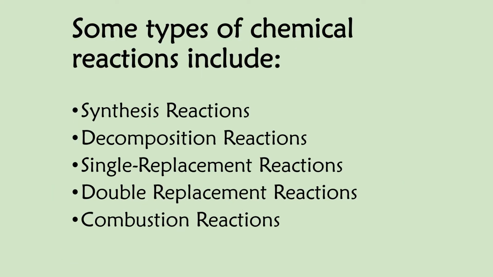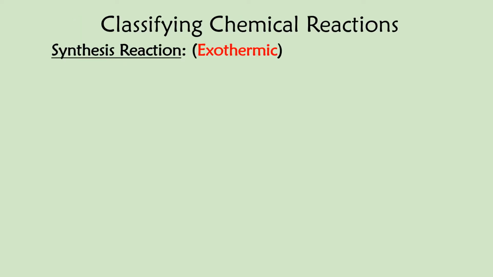And the 5 different types of chemical reactions that you guys need to know include synthesis, decomposition, single replacement, double replacement, and combustion. So let's get into all of them one at a time. The first one that we'll be talking about is the synthesis reaction, which is an exothermic reaction, which means heat is released whenever a synthesis reaction occurs.